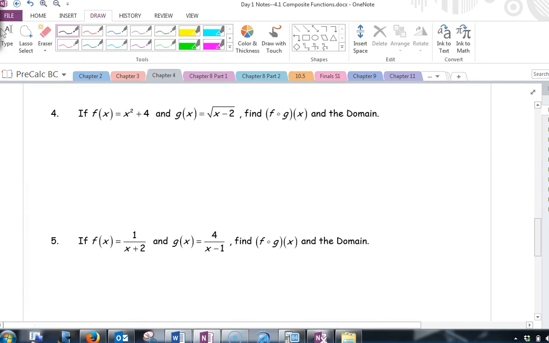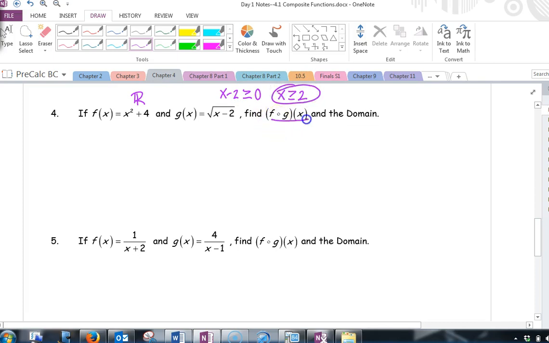Alright, let's try it with a little harder functions. F of x equals x squared plus 4. This would be all real numbers. That's a parabola. G of x equals root x minus 2. Okay, when we have a square root, we know that what's underneath the square root has to be greater than or equal to 0. So x has to be greater than or equal to 2 for that one.